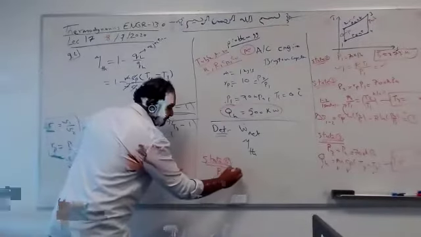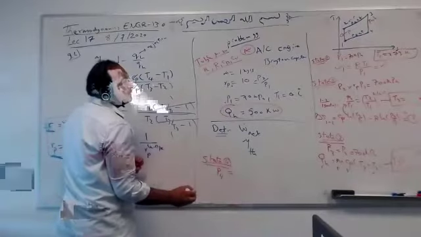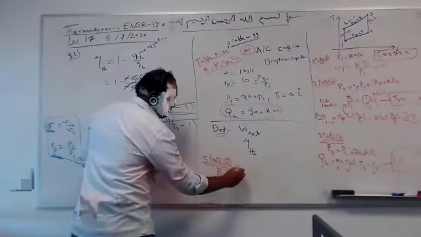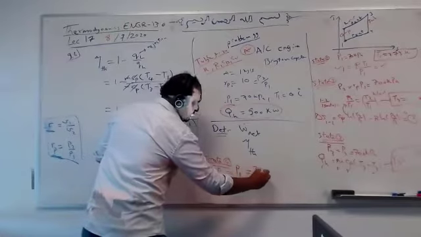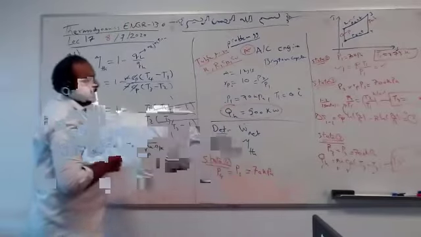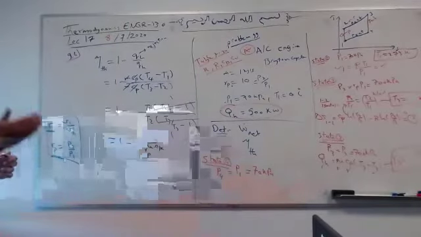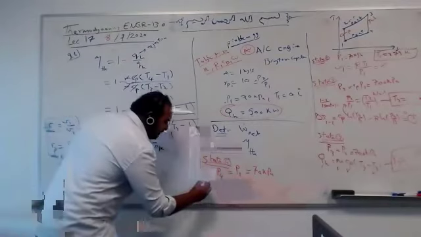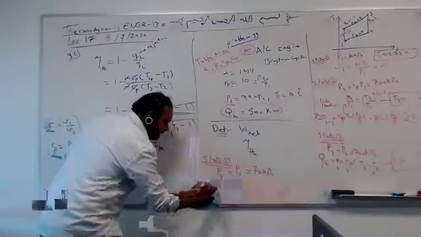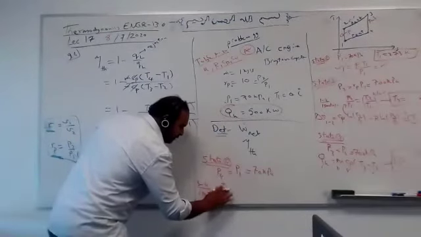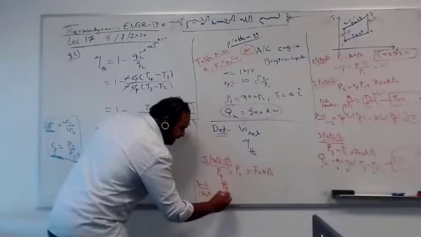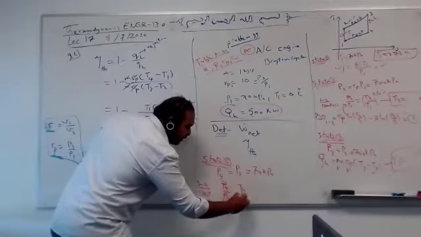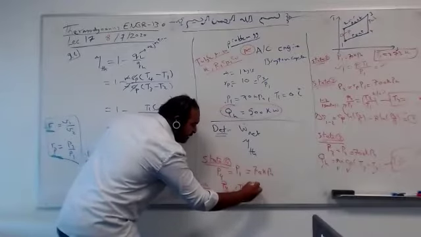P4 equal to P1. I need to have one piece of information first. Then, as you said, apply isentropic between 3 and 4. Now, when you apply 3 and 4 isentropic, you will see P4 over P3 equals T4 over T3 to the K over K minus 1.